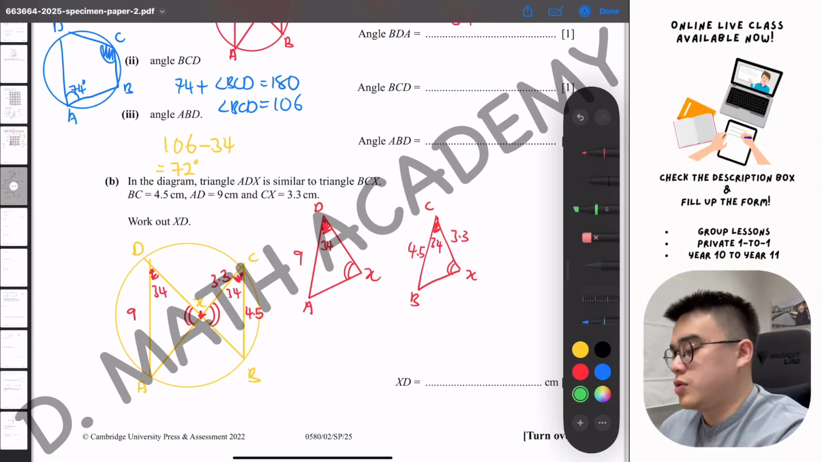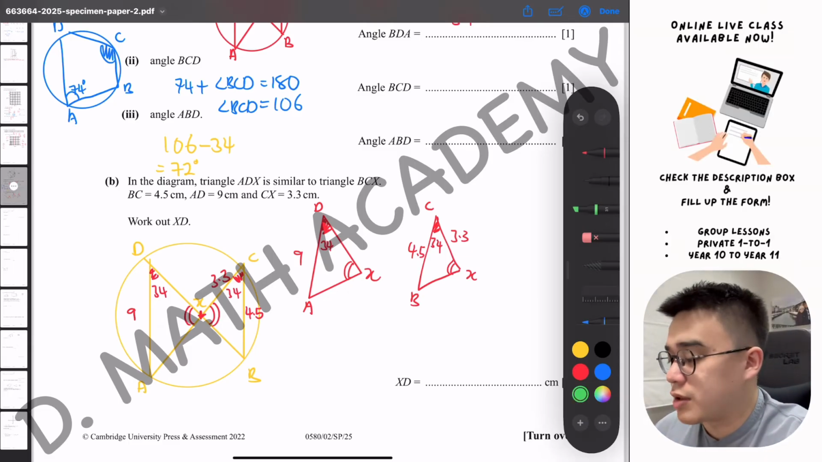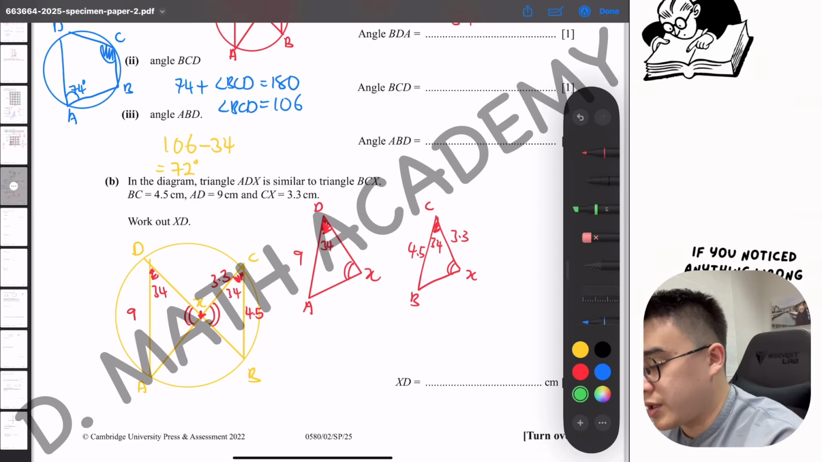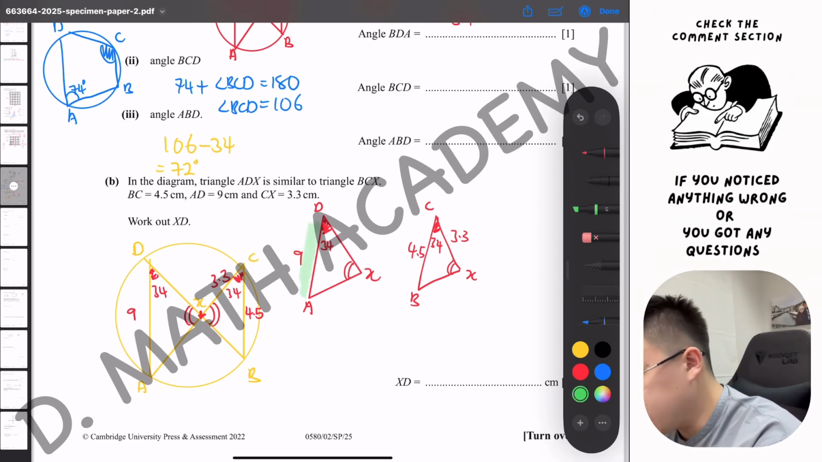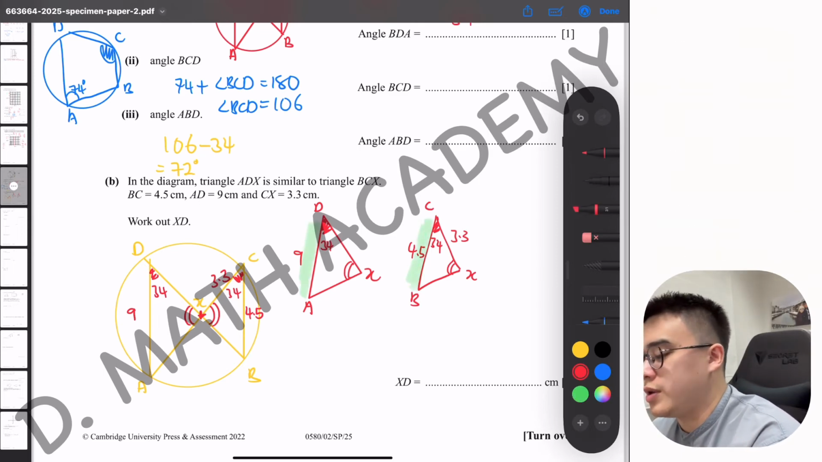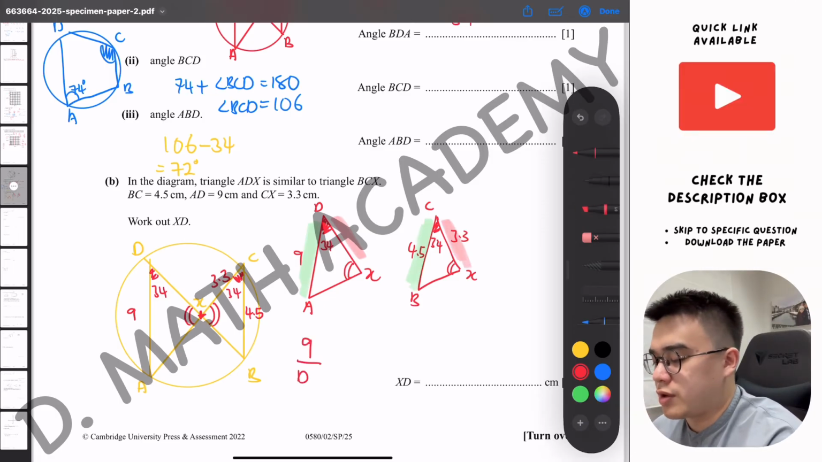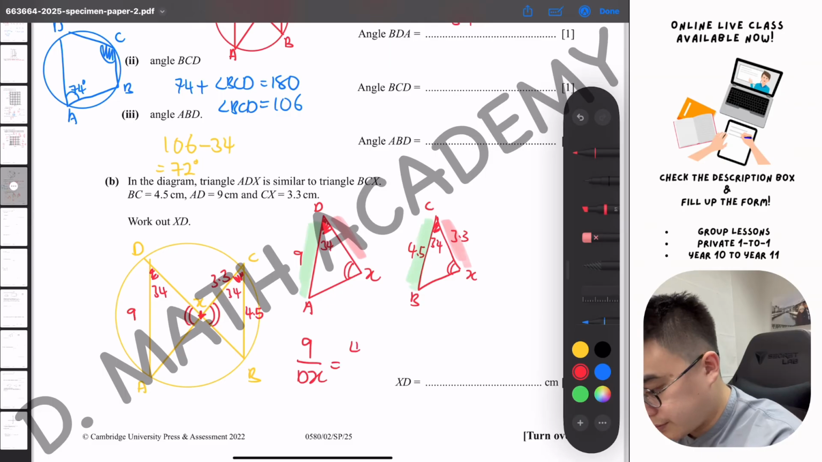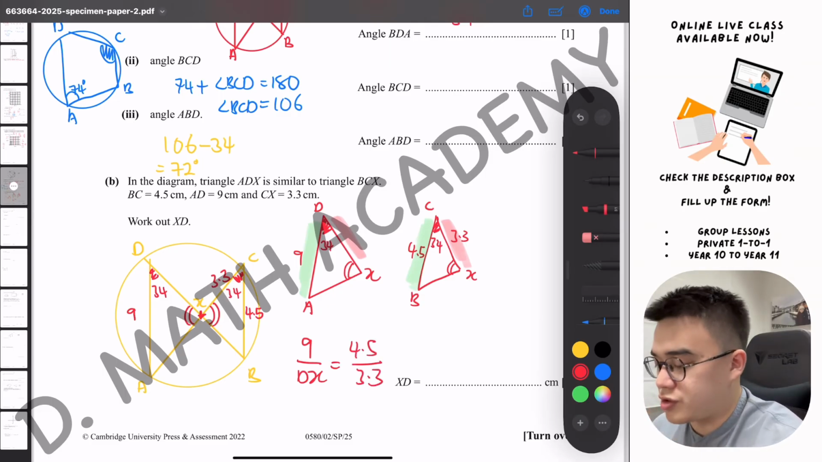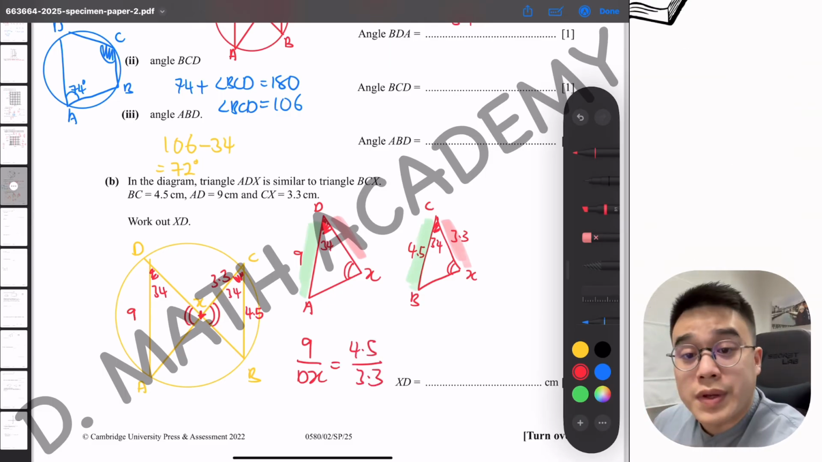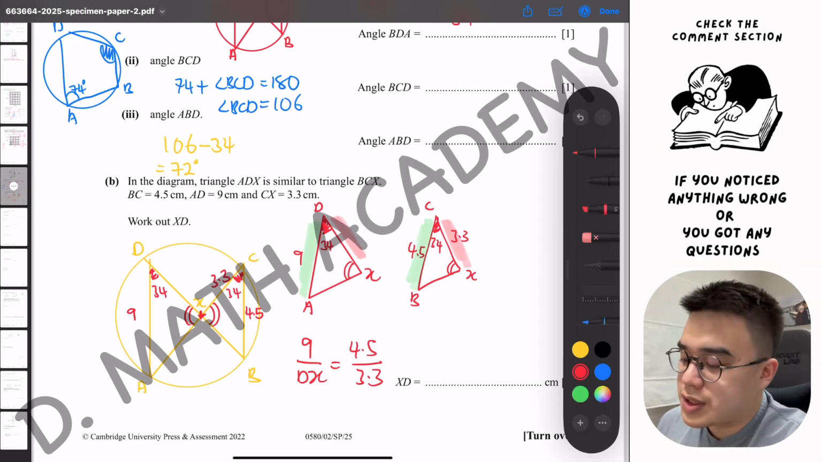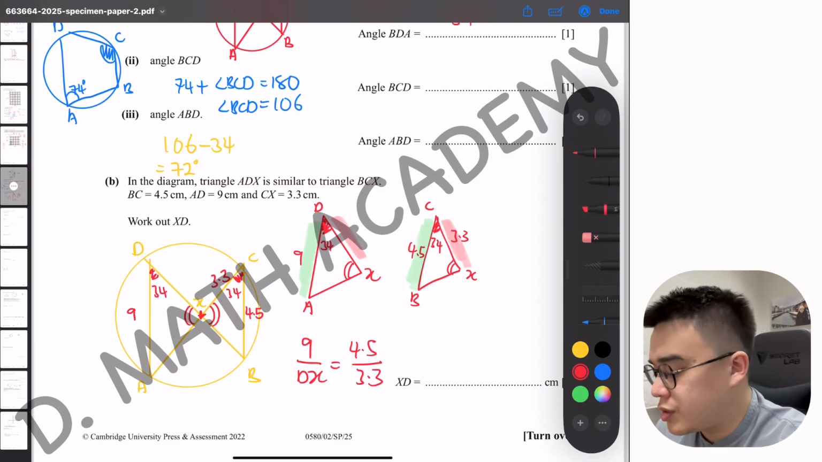Okay, so to run your mathematically similar calculation, they wanted DX, right? This is the green part that corresponds. This is the red part that corresponds. So 9 over DX equals 4.5 over 3.3. All you need to do is make DX the subject. If you notice, it was just a divide by 2.